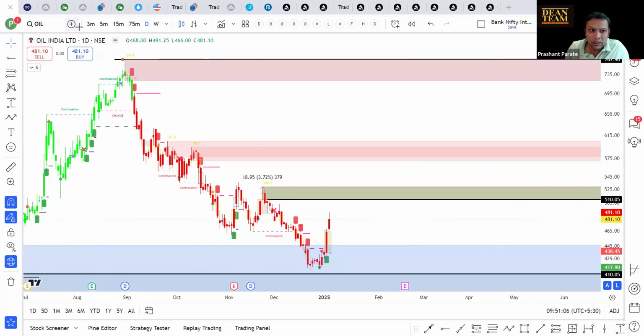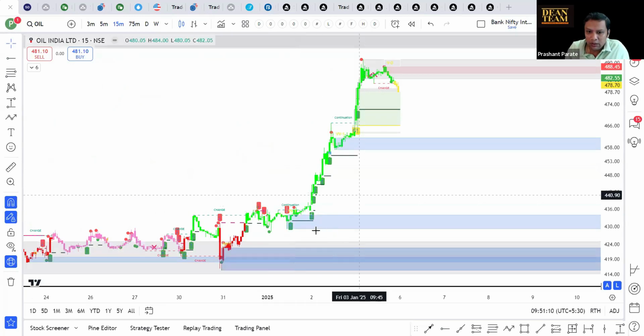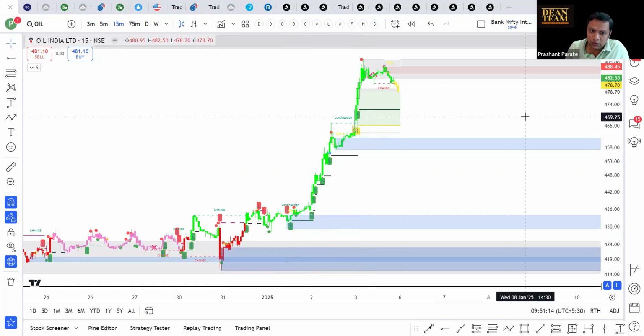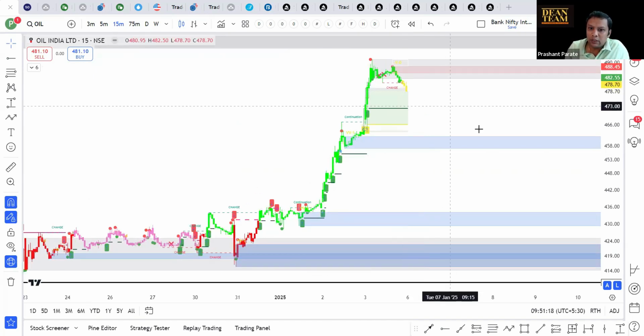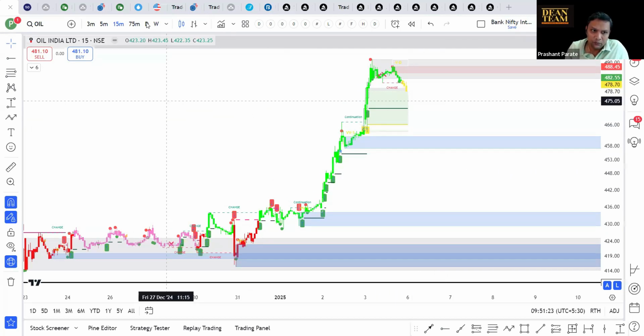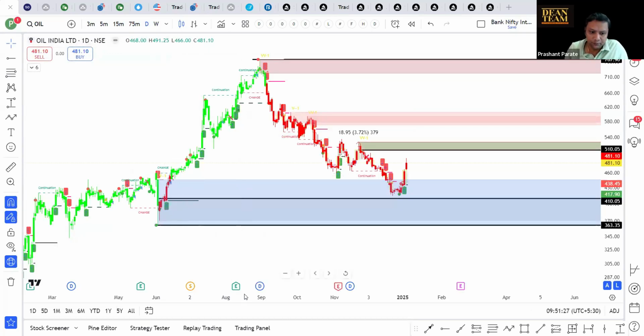Momentum is on upside, 510 is possible. So if I get some retracement opportunity on 15-minute chart, actually it is strong up move, so I will not look for retracement opportunities. Because once strong up moves happen, then retracement trades can be dangerous. If it comes down here, it can break down also. So right now I won't take any trade in Oil India.